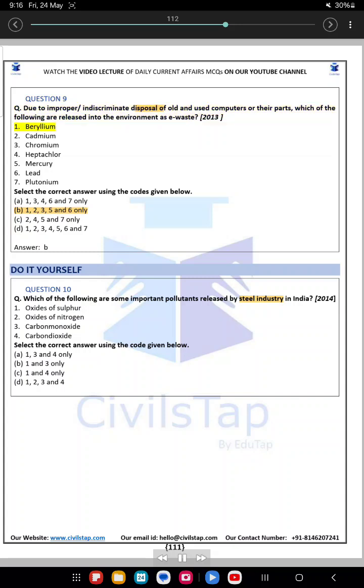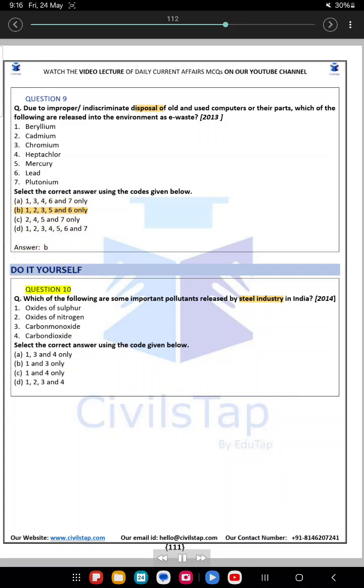2013. 1. Beryllium. 2. Cadmium. 3. Chromium. 4. Heptachlor. 5. Mercury. 6. Lead. 7. Plutonium. Select the correct answer using the codes given below. A. 1, 3, 4, 6 and 7 only. B. 1, 2, 3, 5 and 6 only. C. 2, 4, 5 and 7 only. D. 1, 2, 3, 4, 5, 6 and 7. Answer B.